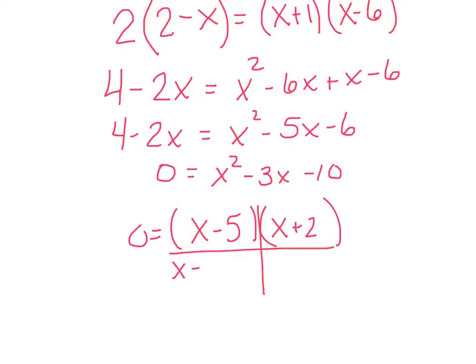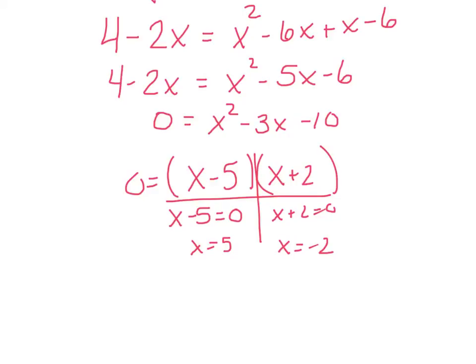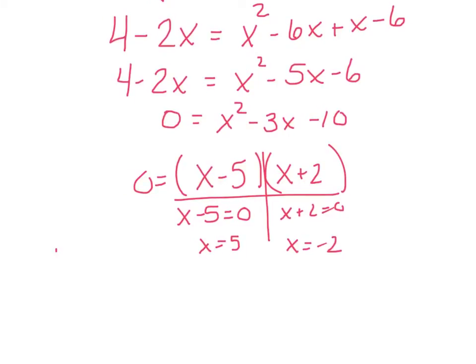Remember you're setting each piece equal to 0. So I get x equals 5. And I'm setting this piece equal to 0. So I get x equals negative 2. Now again, because this is an equation, we're not done until we check our answers.